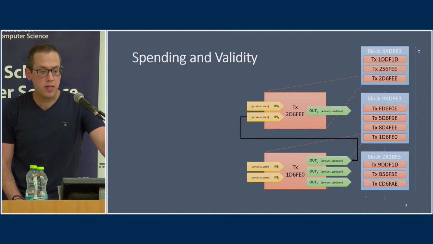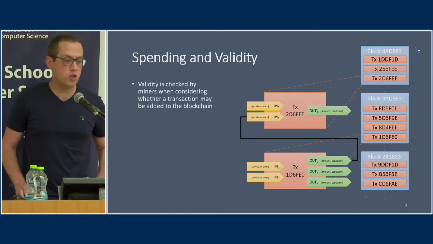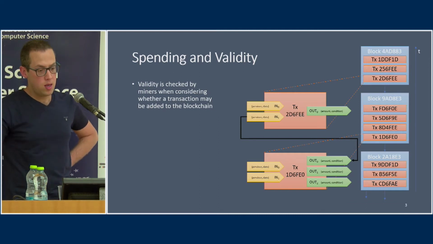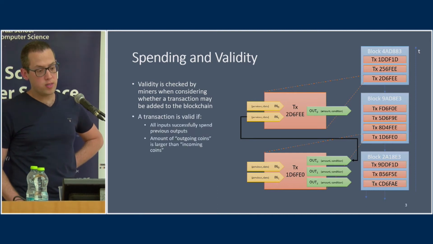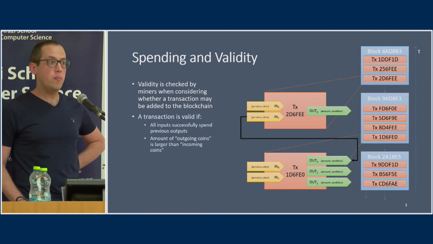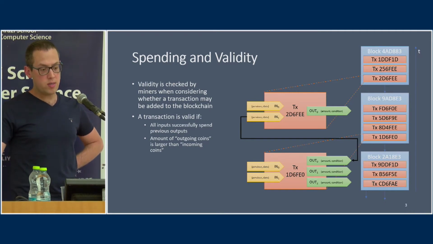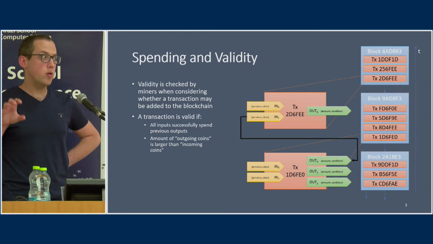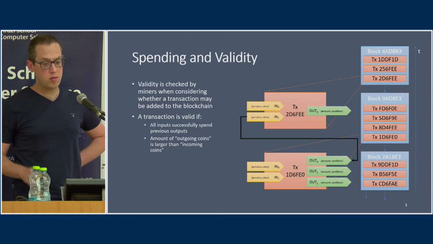In terms of spending and validity, validity is checked by miners when considering whether a transaction may be added to the blockchain. Essentially for each transaction they check that all inputs are valid, and we'll dive into that immediately. They also check that the amount of outgoing coins, the amount that the outputs specify, is not larger than the incoming coins. This is something they check so that no new money is minted.